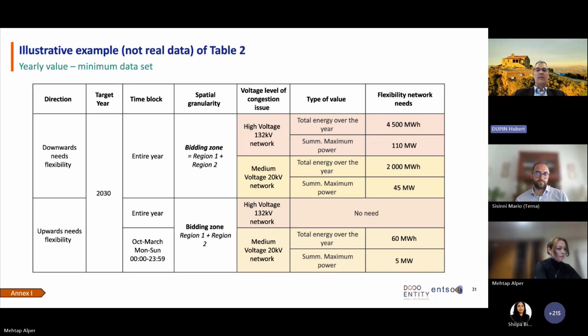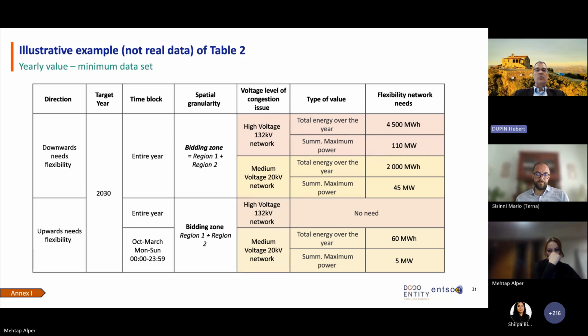Okay, downward needs. If we have too much injection, maybe we can say, okay, this is how much we need to curtail over the country. But if we have, for example, needs that come from too much demand, it's probably linked to winter. So we will not say we need it over the whole year, but we need it probably during winter, October to March. Okay, that could be an example. The spatial granularity, the minimum requirement is the bidding zone and the country. And then, as you see, we will detail the needs by voltage level, medium voltage or high voltage.